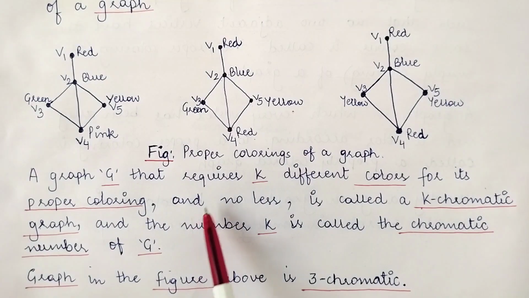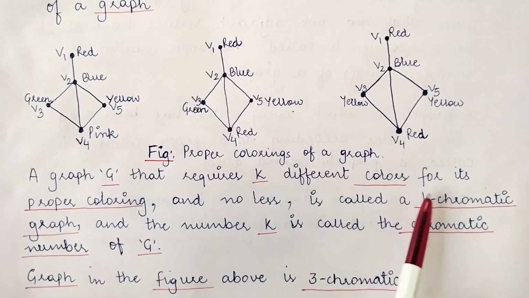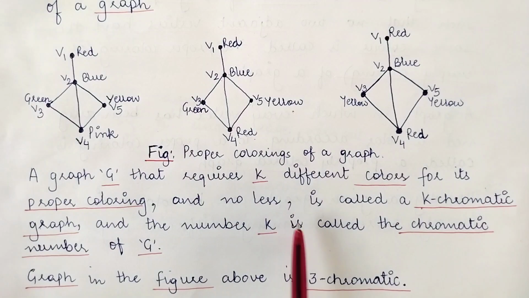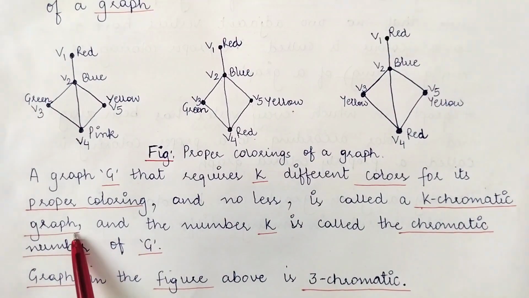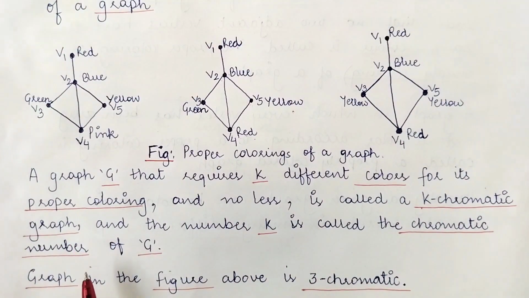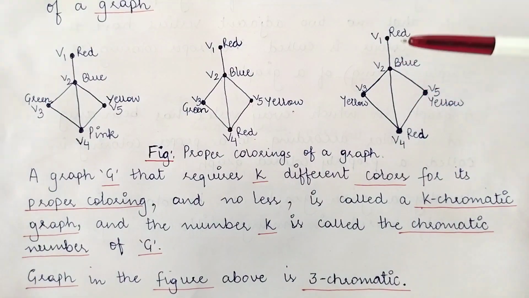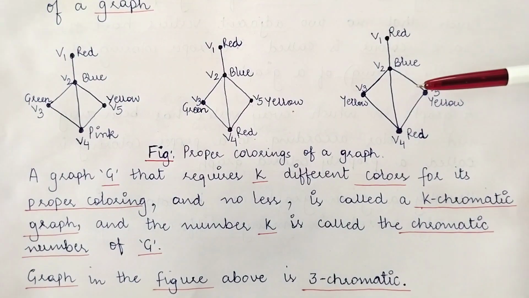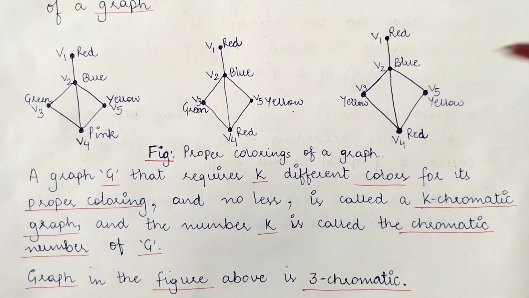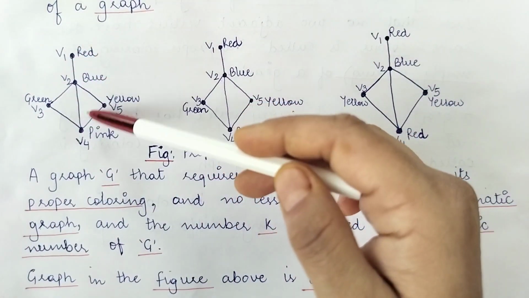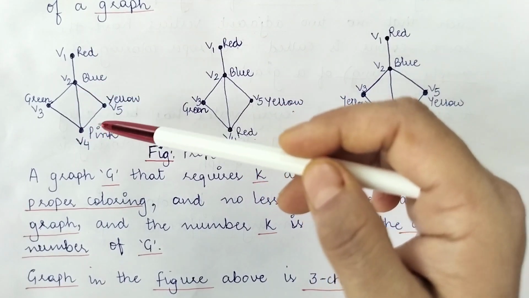Now a graph G that requires k different colors for its proper coloring and no less is called a k chromatic graph, right? And the number k is called the chromatic number of G. So basically, while coloring a graph, we need a certain number of colors. So the minimum number of colors that is required to color a graph, and no less than that, is called the k chromatic graph. Like here we have used as many colors as we could, but these are not the minimum number of colors required.